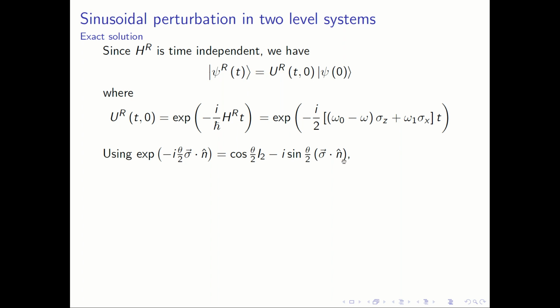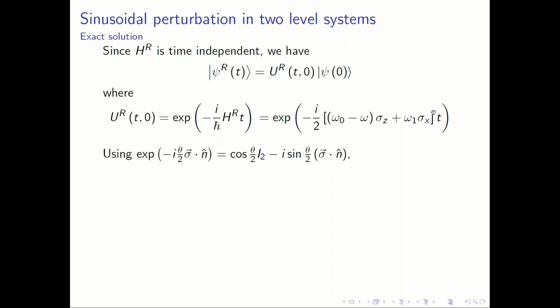If you have forgotten how this result is derived, let me just remind you of one thing. You can easily show that (sigma dot n hat) whole square is the identity. That means, of course, any even power of sigma dot n hat is the identity, and any odd power is simply sigma dot n hat itself. You just use this result, and use the definition of the exponential operator in the form of an infinite series, and you can immediately read off this final result.